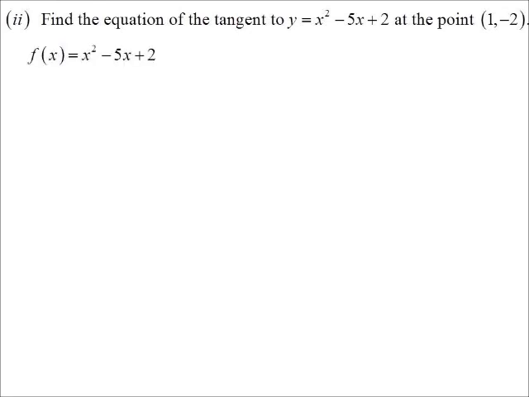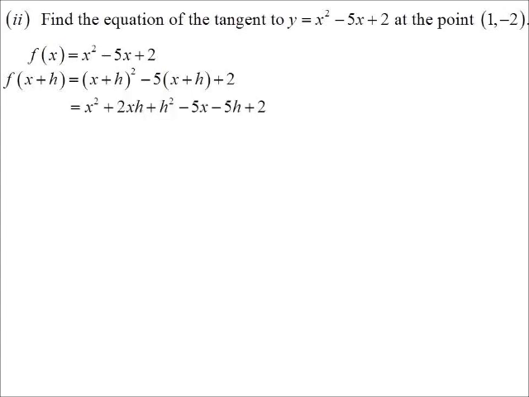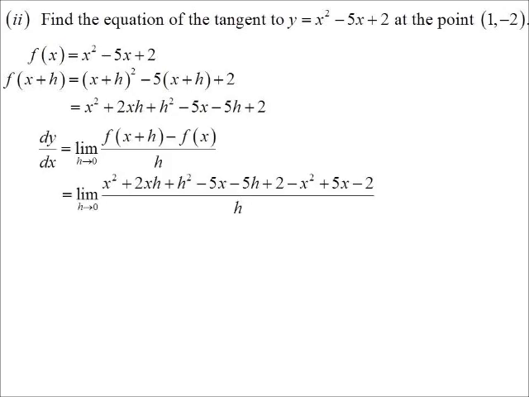Function x is x squared minus 5x plus 2. Function x plus h is (x plus h) squared minus 5(x plus h) plus 2. Expand that out, nothing tidies up there. Let's sub it into our formula. Whoa, but we do get a lot of cancelling here. We've got x squared minus x squared, so that goes away. The 2xh stays, h squared stays. Minus 5x plus 5x, that'll cancel. And then the 2 and the minus 2.